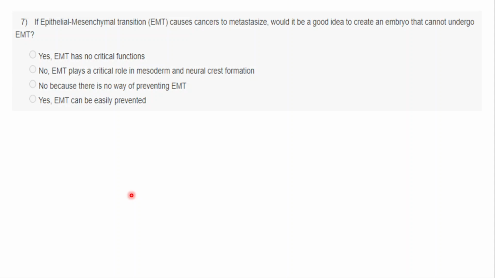Now, there are four statements. Yes, EMT has no critical functions. So, okay, we can create an embryo such that there is no EMT because EMT has no critical functions. Statement 2, no, EMT plays a critical role in mesoderm and neural crest formation. No, because there is no way of preventing EMT. We cannot do it because we cannot prevent EMT. There is no such way. And yes, EMT can be easily prevented. Now, which of these statements do you think is the correct answer?